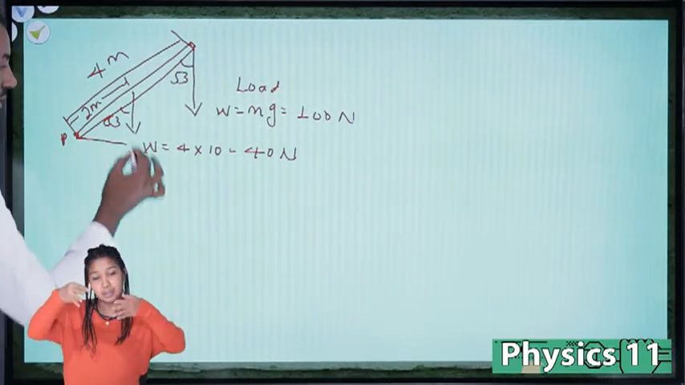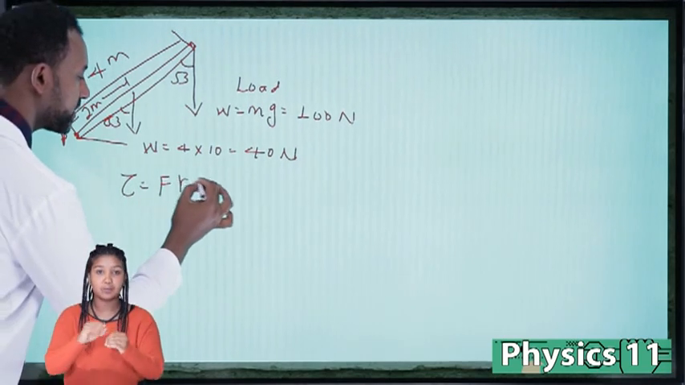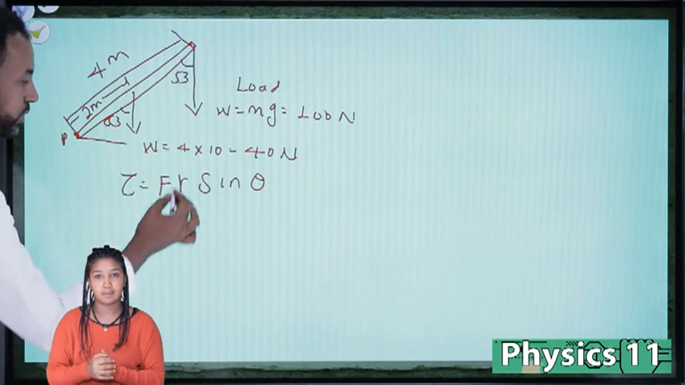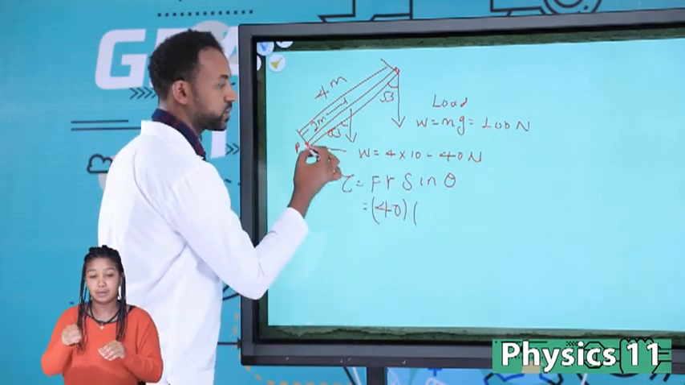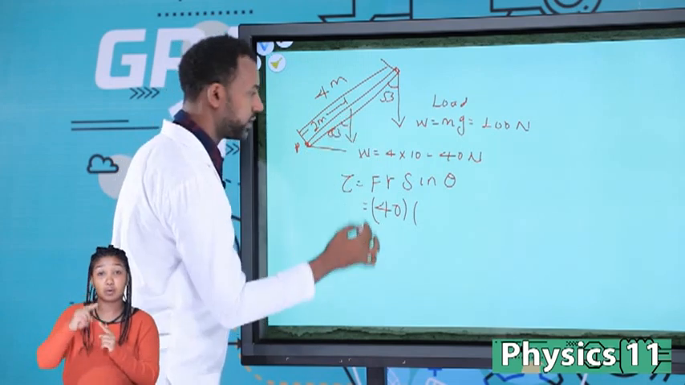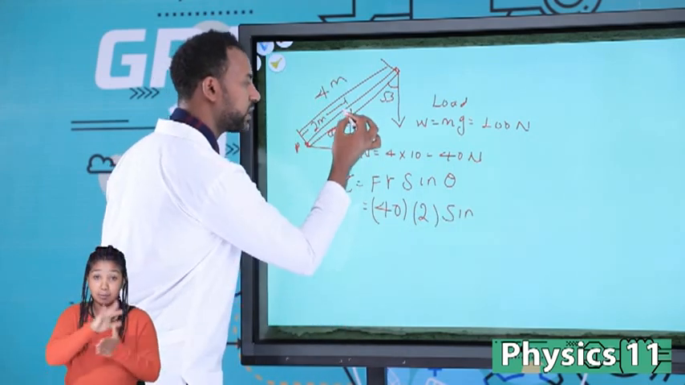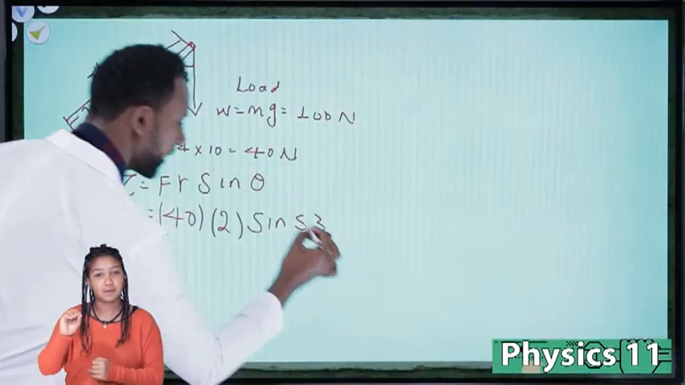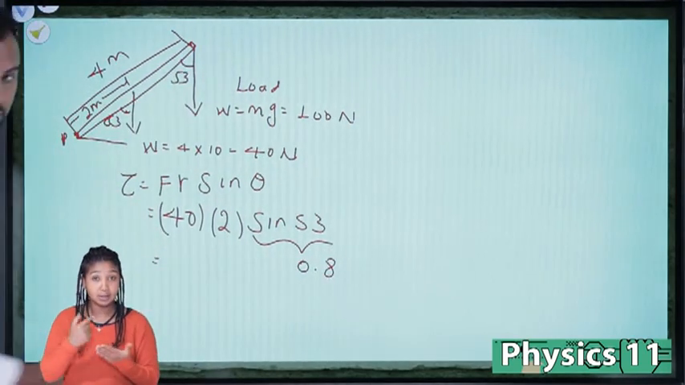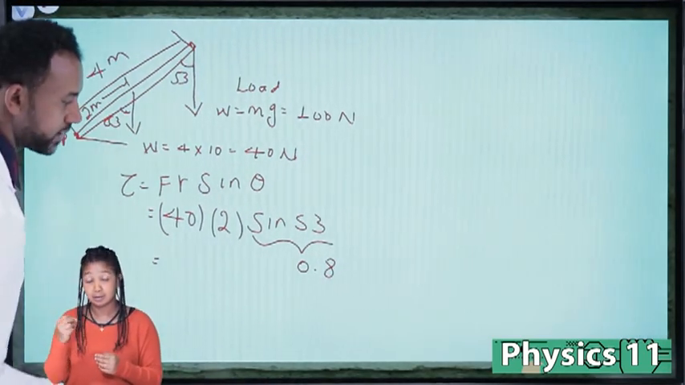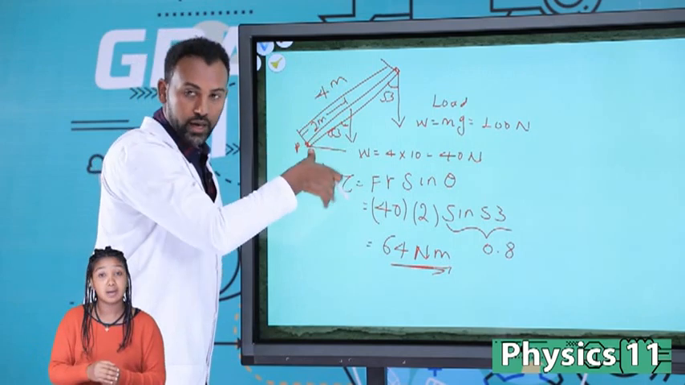Therefore, it's possible to determine the torque due to the weight as torque tau equals force times r times sine theta. The force is due to the weight of the bar, which is 40 Newton, and the moment arm, from the pivot to the weight, is 2 meter. Theta is the angle between the moment arm and the weight, which is 53 degrees. Sine 53 is 0.8. Therefore, 80 times 0.8 gives us 64 Newton meter, acting clockwise.